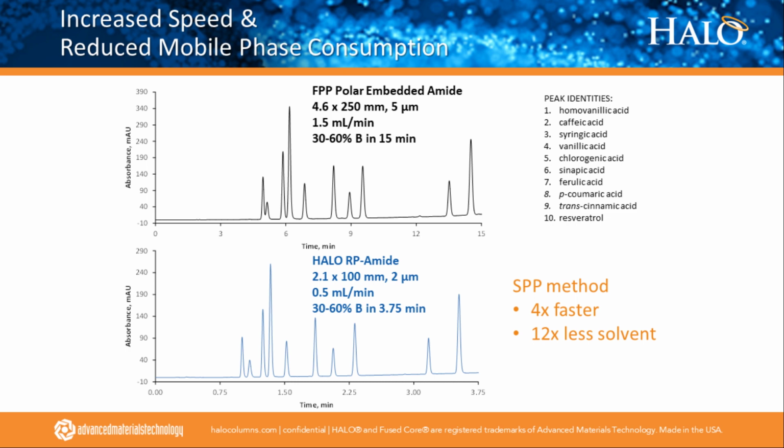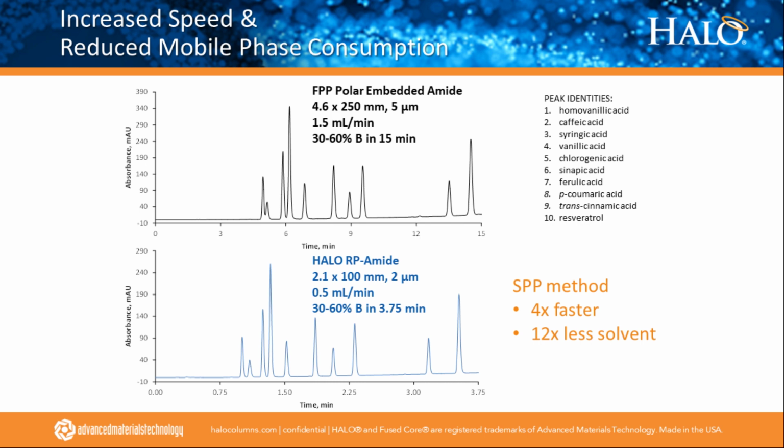The top chromatogram here is looking at a 5 micron FPP column in 4.6 by 250 millimeter dimension, and that was run at 1.5 milliliters per minute using a gradient of 30 to 60% B in 15 minutes. And this is for a mix of different acids.